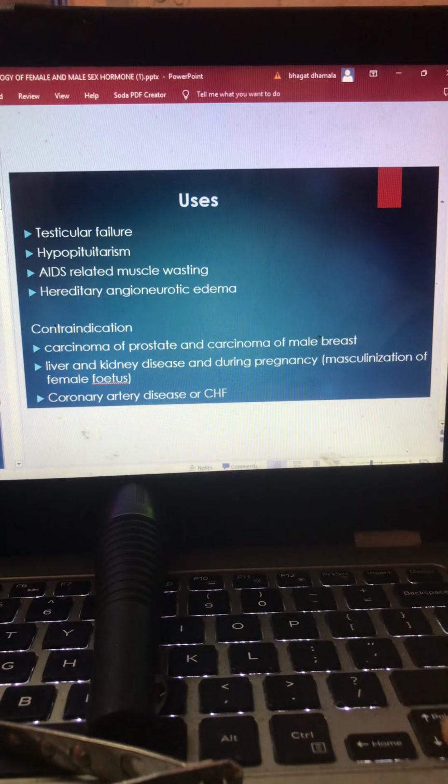Now talking about its usage, androgens are used in testicular failure, hypopituitarism, age-related muscle wasting, and hereditary angioneurotic edema. They are contraindicated in carcinoma of prostate and carcinoma of male breast, in liver and kidney disease, and during pregnancy. If used in pregnancy, it can cause masculinization of the female fetus. Similarly, it is also contraindicated in coronary artery disease and congestive heart failure.